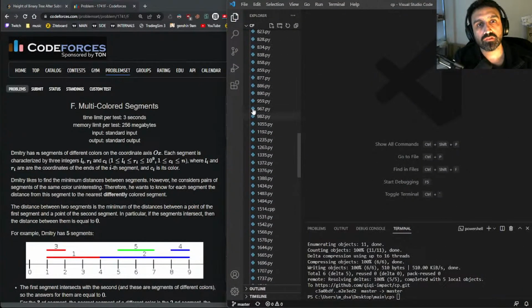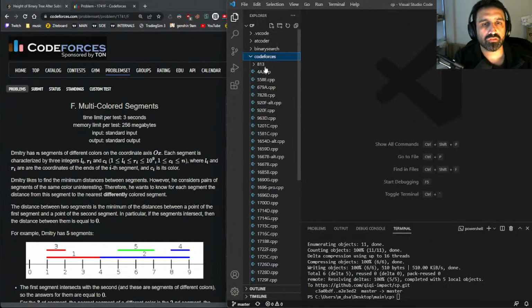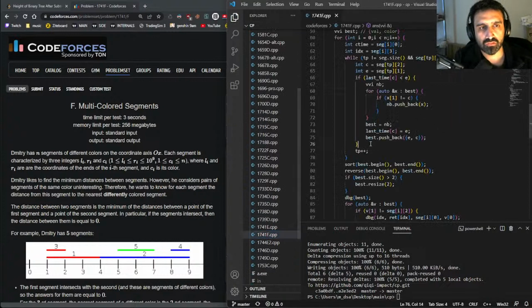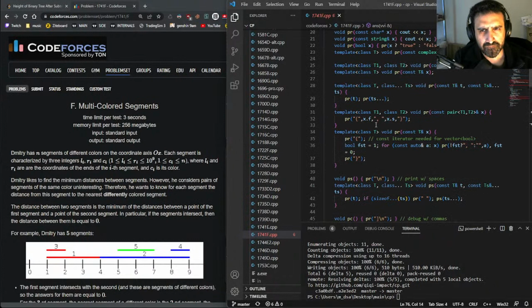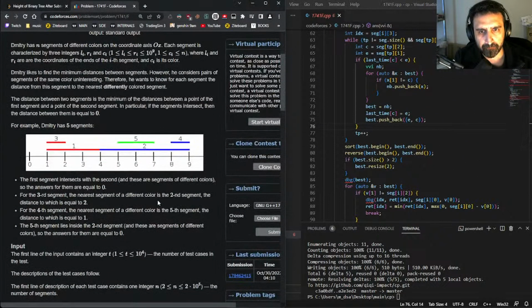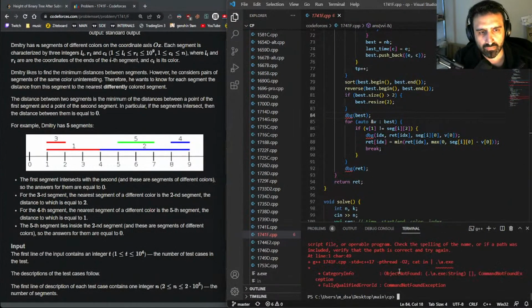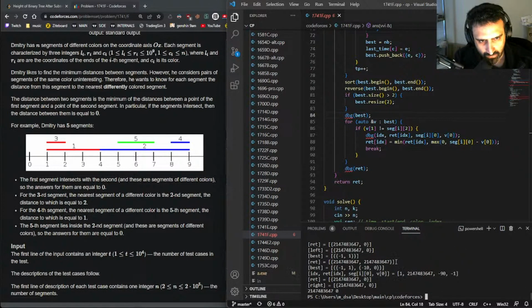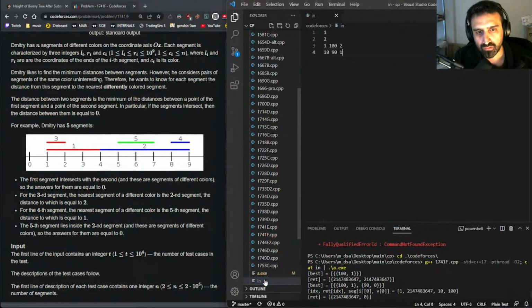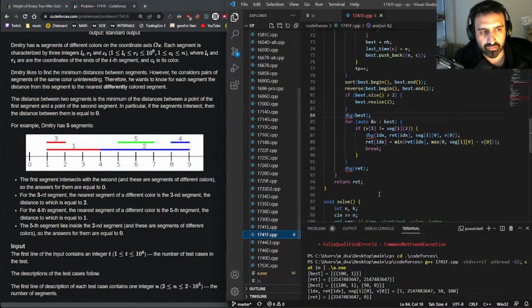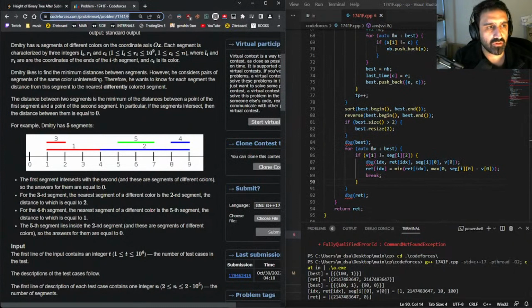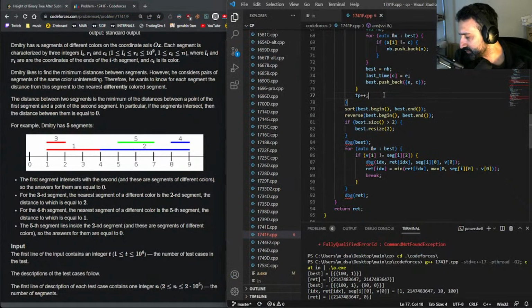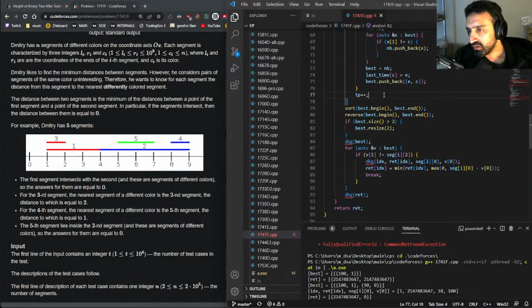1741F. Multicolored segments. Okay. And so we wanted to find the best in the return value. Okay, yeah, I've already edited the problem. I'll be right back.